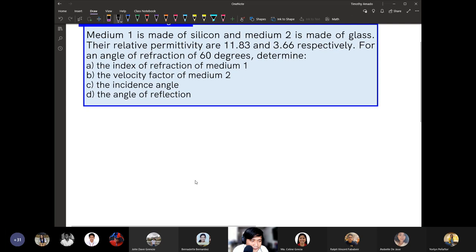Okay, so ito, direct substitution lang sa formula, di ba? Meron tayong dielectric constant ng medium 1 and dielectric constant ng medium 2. So, let's just get N1. So, ano formula ng N1, guys? Square root daw nito, no? Square root ng 11.83. Okay, sige nga, guys. Pakisolve nga. What is N1?